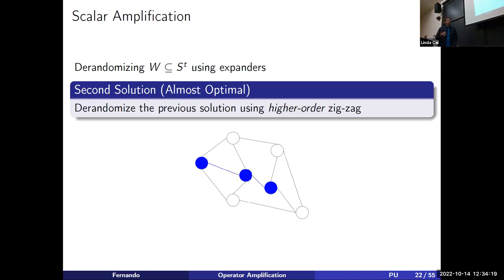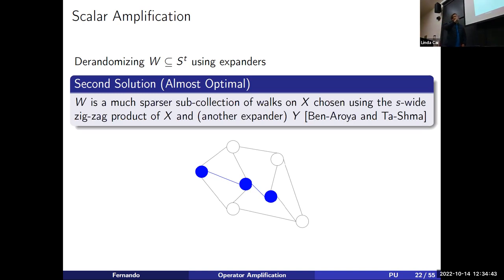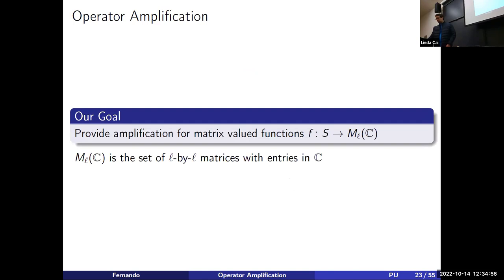And what's going to happen is that we de-randomize the random using expanders. Now use expanders again to de-randomize the collection of walks. Instead of considering all walks there, try to consider a de-randomized collection. The way to select this de-randomized collection is by what is called the high order zigzag. To put it more formally, there's a product graph of our original expander and another expander, called the zigzag product. That's a technical term, and it appeared in the work of Ta-Shma around 2008. So that was what happened.